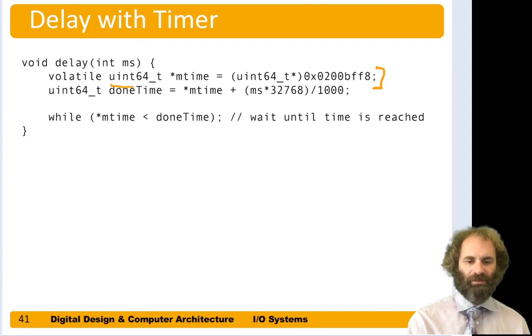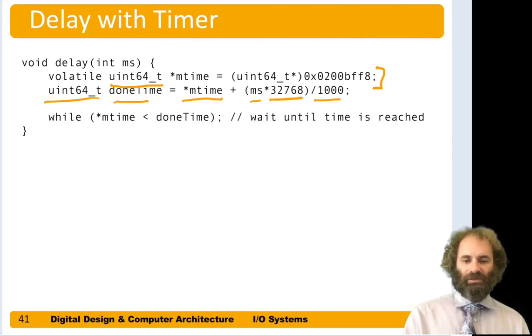This time it's a uint64 type because the register is a 64-bit number. Let's also declare a uint64 called done_time. That is the current time plus the number of milliseconds we want to count times 32,768 clocks per second divided by 1,000 milliseconds per second. Sorry, 32,768 hertz. That's clocks per second. So that will give us the value that the timer should be at when the time's elapsed.